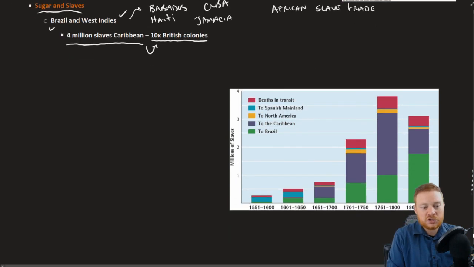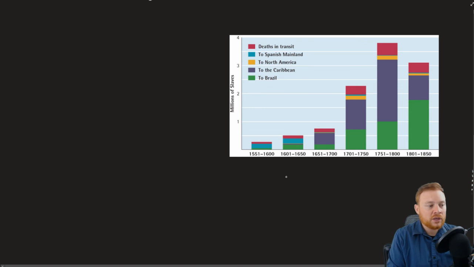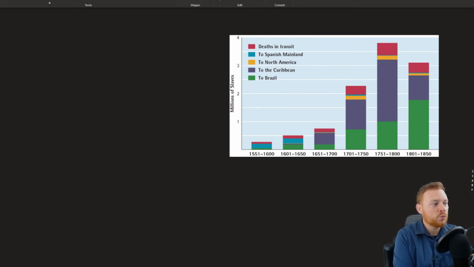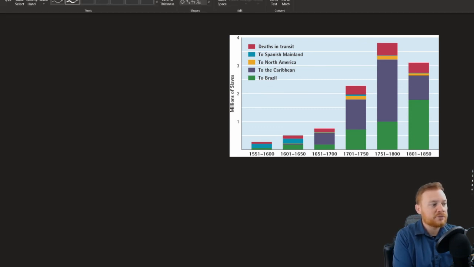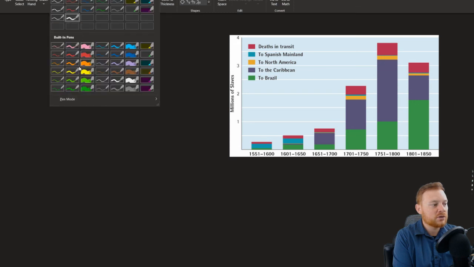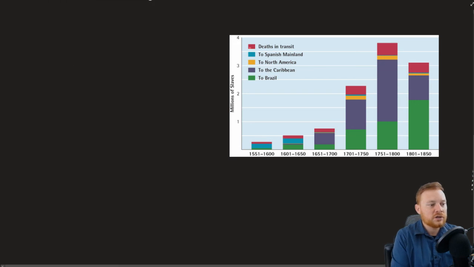And this illustration really does a good job in sort of focusing where exactly this system of slavery and sugar plantations is centered on. So you can see here, the red or pink represents those that were killed in transit. The voyage from Africa to the New World was called the Middle Passage, and it was incredibly deadly. Many people just died on the trip.